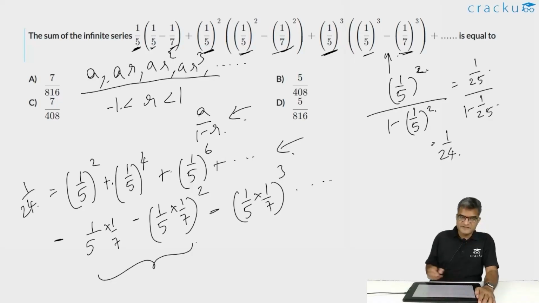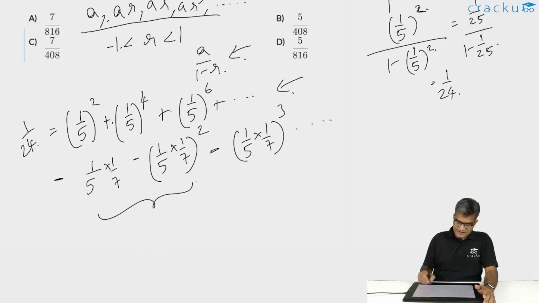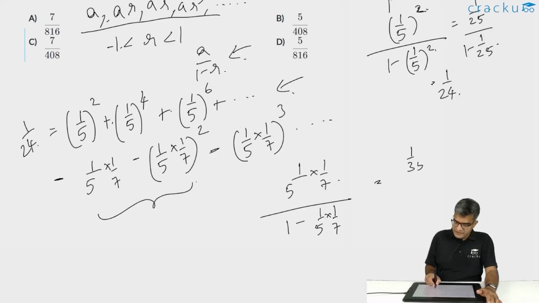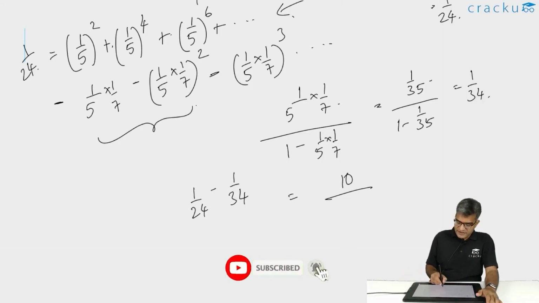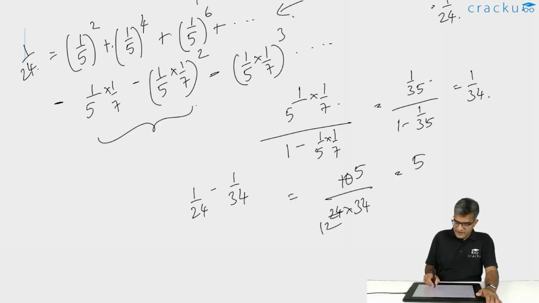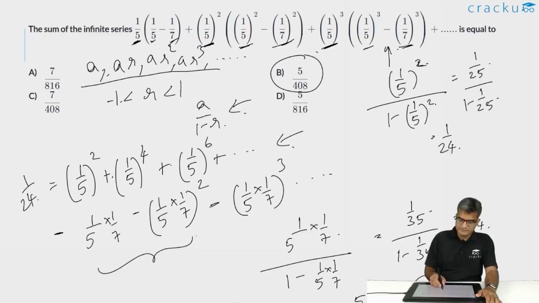What about the second part, which is 1/5 into 1/7 and so on? For that part, the first term is 1/5 into 1/7. The common ratio also is 1/5 into 1/7. So this is 1/35 divided by 1 minus 1/35, which is equal to 1/34. So the required sum is 1/24 minus 1/34, which is equal to 34 minus 24, which is 10, divided by 24 into 34. This is 5, this is 12. This is equal to 5 divided by 408. So the answer for this question is option B.